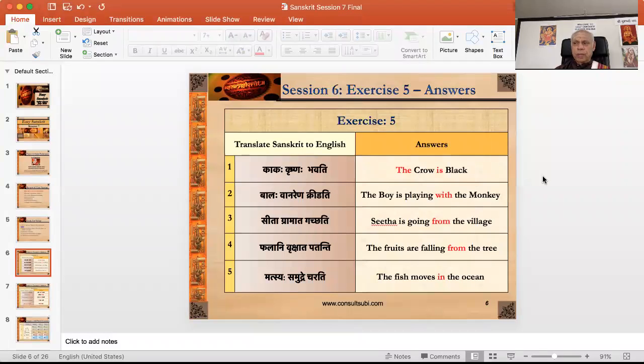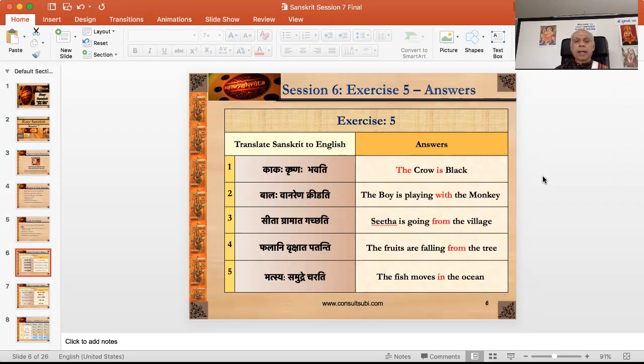The very first one we gave was Kakaha Krishnaha Bhavati. I gave you one verse in which both these words, Kakaha and Krishnaha, came up. So it's very easy for you to say the crow is black. But you know, in English you say the crow, the article, the doesn't appear in Sanskrit. So some of you have completely omitted the article. When you translate it, in English it's a must. You have to say the crow is black. Is black. Bhavati is present tense.